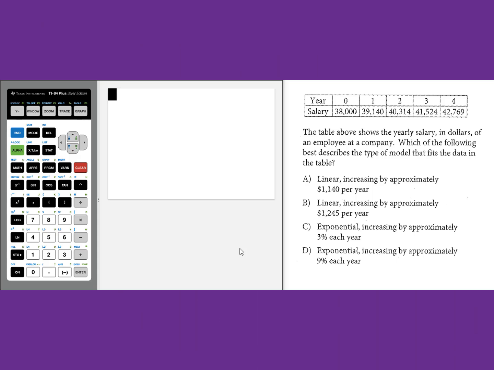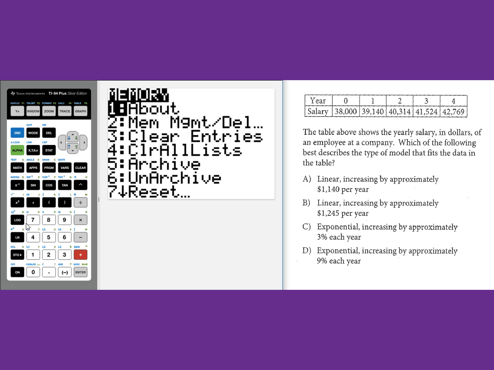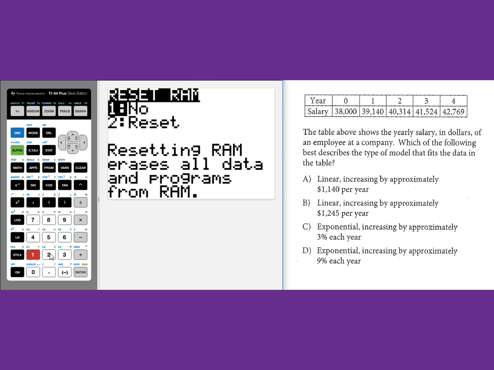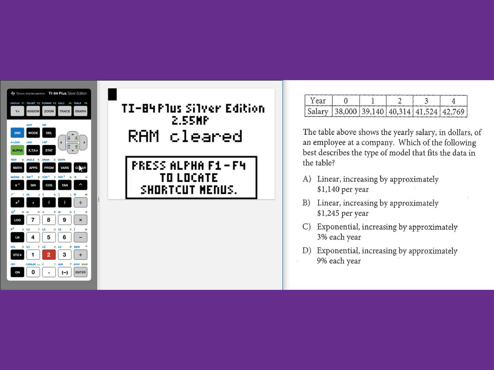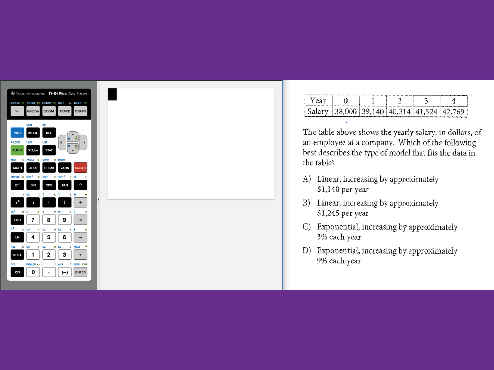Today, I will talk about how to use a graphing calculator to decide which regression equation is the best fit. First of all, we clear the memory. Second plus 712. We are given this data and need to check which one is the best fit.